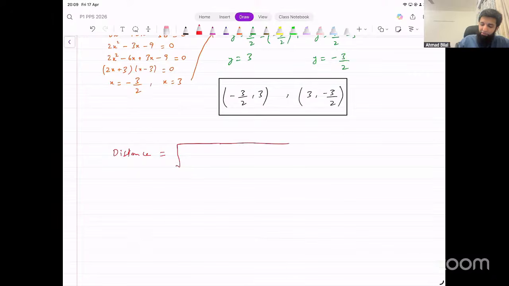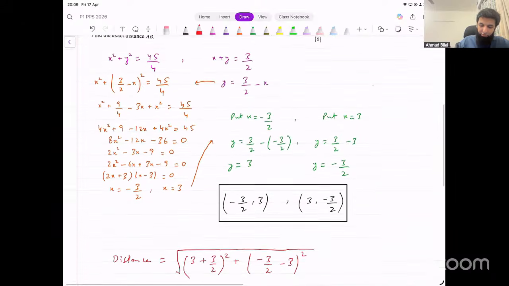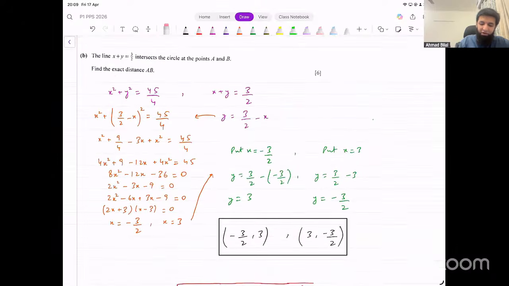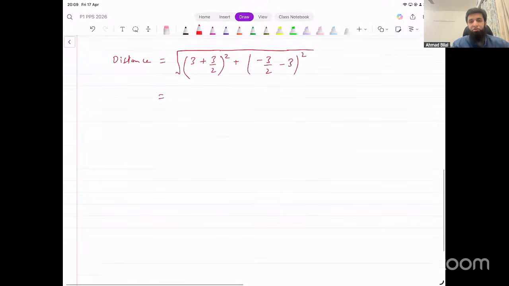X2 minus x1 whole squared. We can say 3 minus 3 over 2. That will become 3 plus 3 over 2 whole squared plus y2 minus y1, minus 3 over 2 minus 3, whole squared. Now, they want an exact answer. Whenever they want an exact answer, it's necessary to show working. So do not write down the final answer directly. Show working for that.